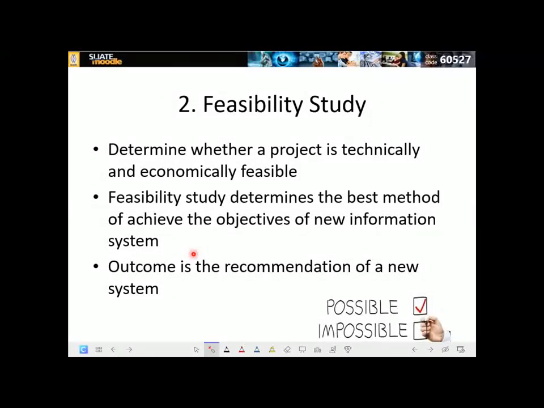By doing the feasibility study, you can understand whether you can do it or not.